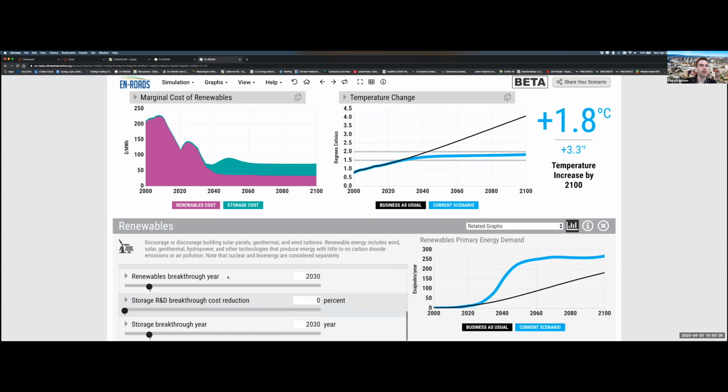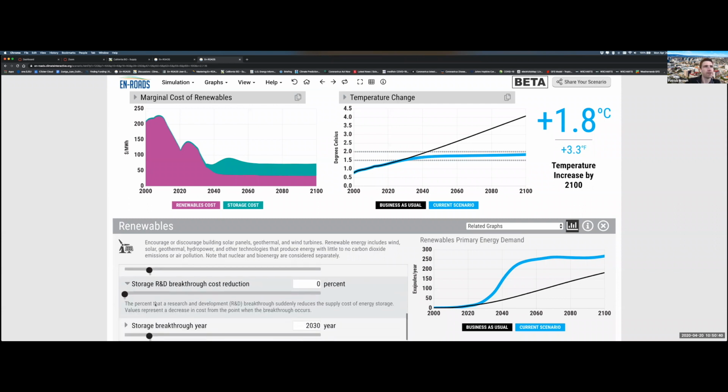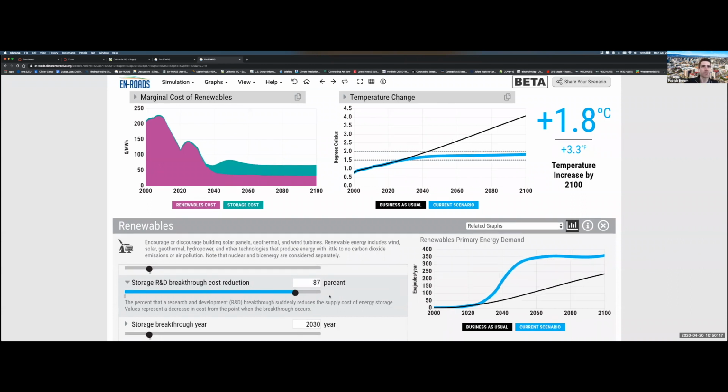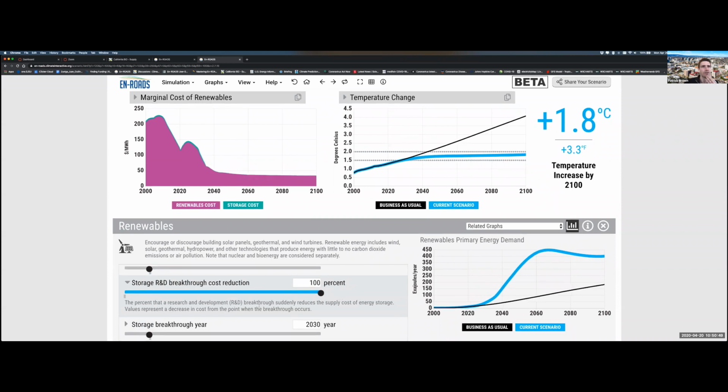And then they also have this storage breakthrough cost. So they have this other component of storing the energy that we can also potentially imagine a breakthrough in, let's say 100% reduction in the costs associated with storing energy through some breakthrough, either a government sponsored program or through private industry that then gets scaled to large portions of the system, of the economy.